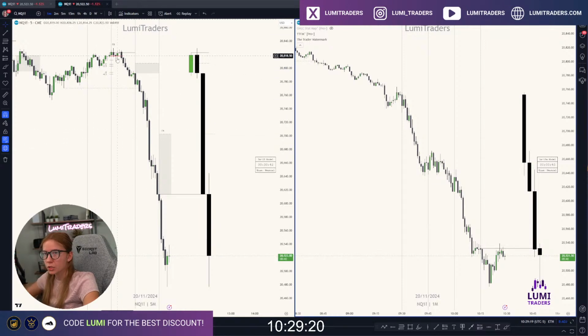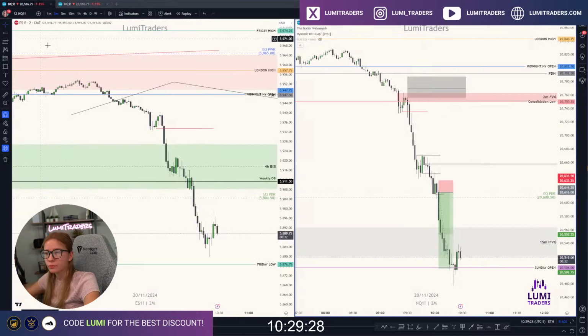Even this, I saw this 5-minute setup right here, but I wasn't confident, honestly. Kind of tricky before market open. But it's fine.